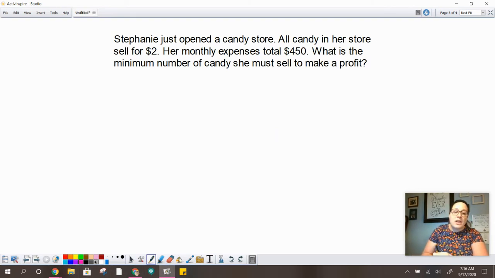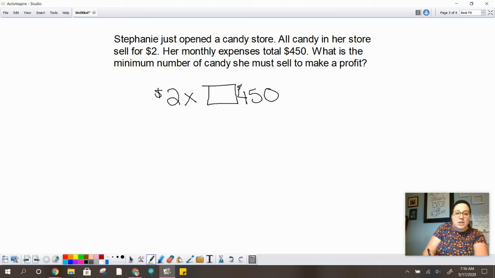Well, we know that each piece of candy is $2. So $2 per piece of candy, right? And then she has total expenses for her store of $450. So we need to figure out what sign goes in the middle to represent that she needs to sell at minimum $450 worth of candy.